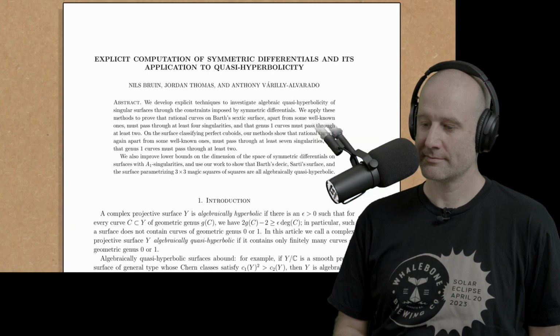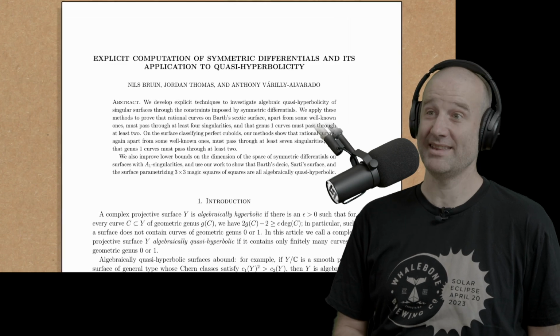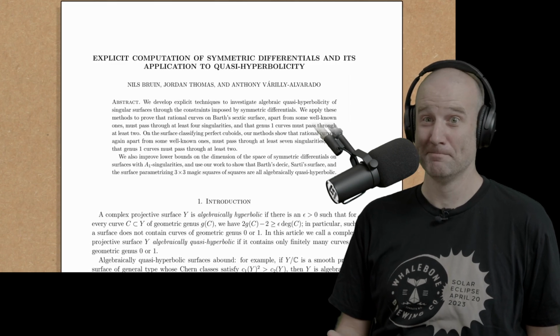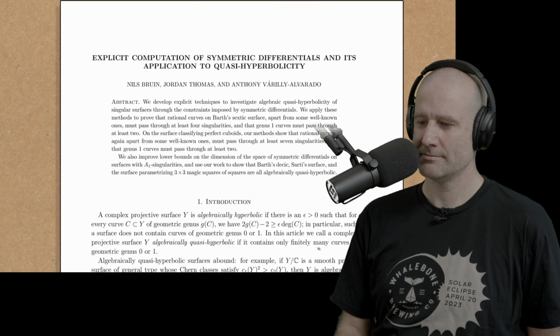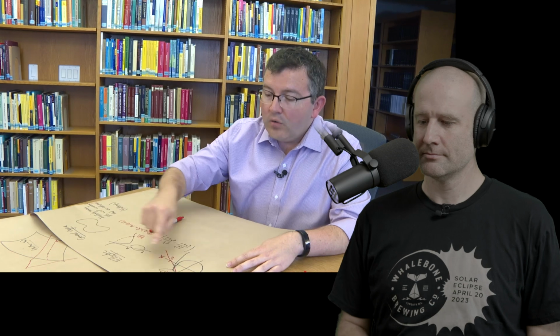So what happens with the surface that we were calling the Parker surface is that, as a consequence of some work that me and a couple of co-authors, Nels Brown and Jordan Thomas, were working on, we managed to show that on this surface right here, there are only finitely many curves of these two types. And this is really something that surprised us.